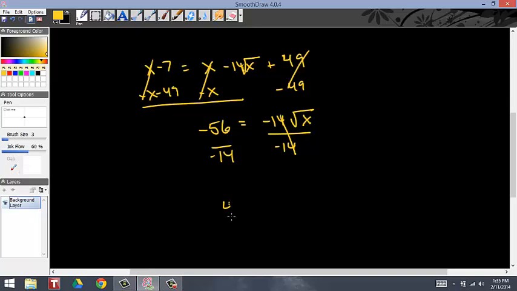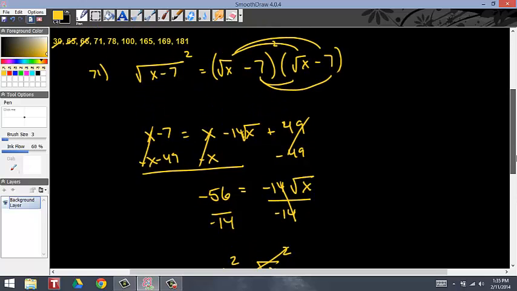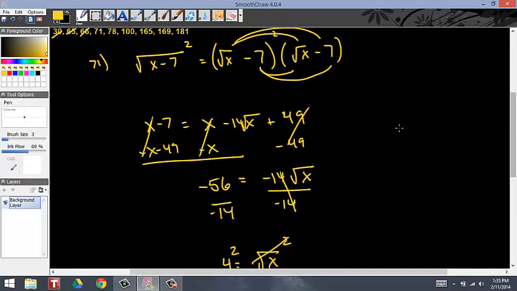56 divided by 14 is 4 equals rad x. I'm going to square both sides. X equals 16. Now, because I had x's underneath the radical signs, I need to check and make sure that the answer was legit.